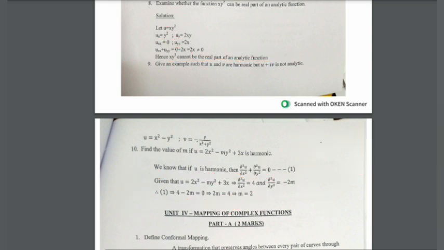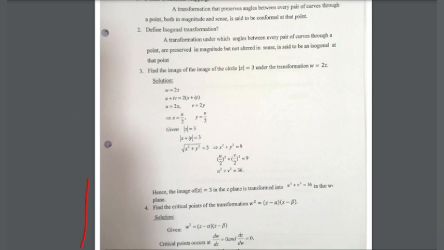Now we are moving to the fourth unit, that is mapping of complex functions. Define conformal mapping. A transformation that preserves the angle between every pair of curves through a point, both in magnitude and sense, is said to be a conformal mapping. Conformal means it preserves both magnitude and direction. If it is isogonal, it preserves magnitude but is altered in direction. So this is the difference between conformal and isogonal.